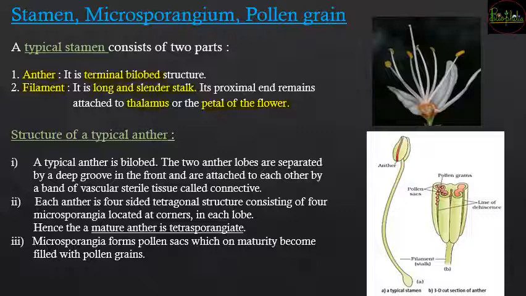Now it depends upon the types of flowers whether the filament is attached to the thalamus or the petal of the flower. Now over here in the figure 1 you can see a typical anther. Okay, this is a typical anther that is going to be a terminal bilobed structure and this slender long structure is going to be your filament, and together anther and filament is going to form nothing but that is stamen, right?